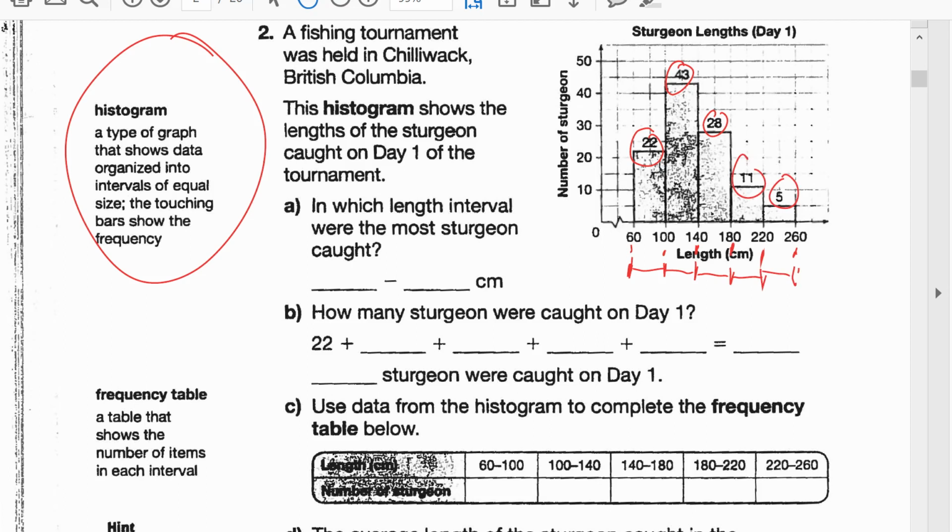The question asks, in which interval were the most sturgeon caught? The interval that had the most was 43, which is between 100 and 140. B, how many sturgeon were caught on day 1? We just have to add all of the circled totals in the graph: 22 plus 43 plus 28 plus 11 plus 5 equals 109. 109 sturgeon were caught.